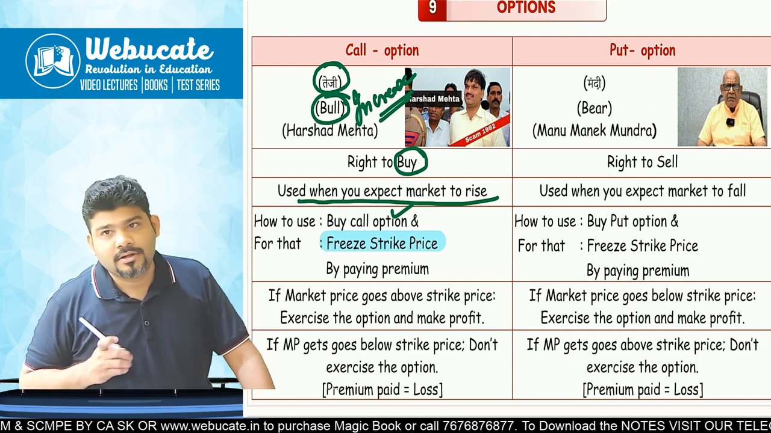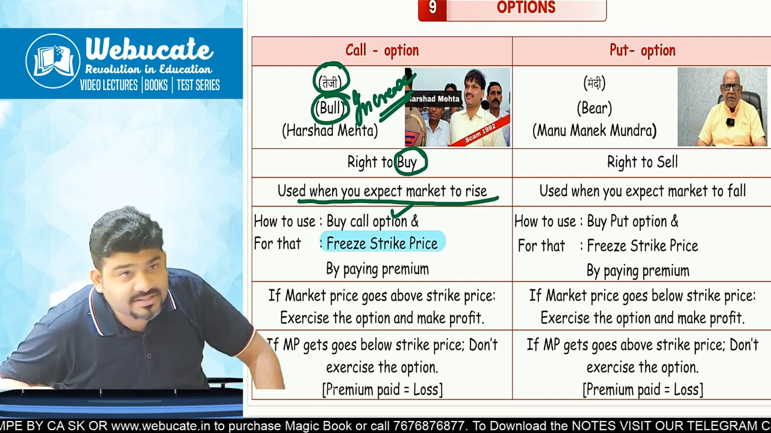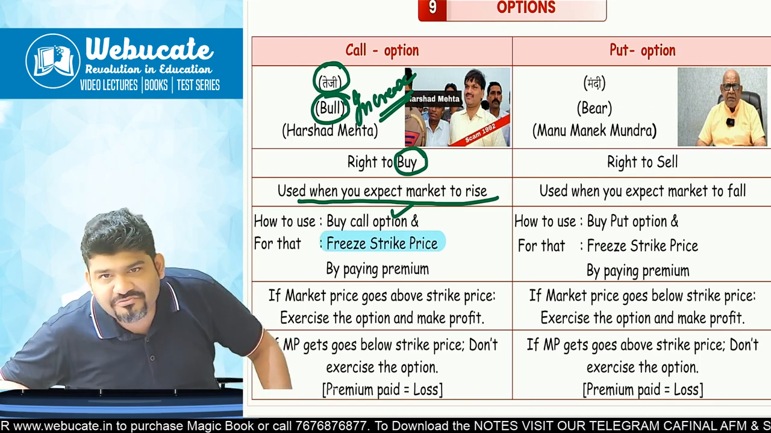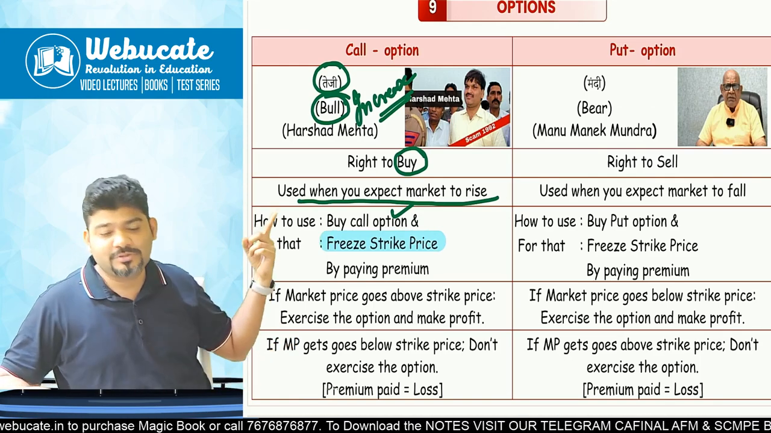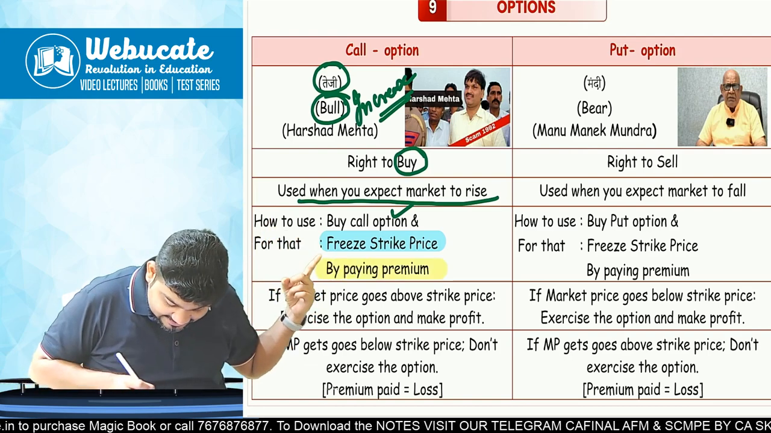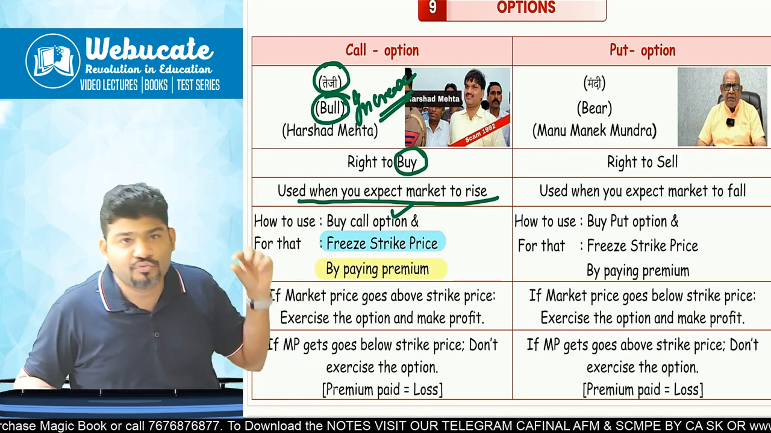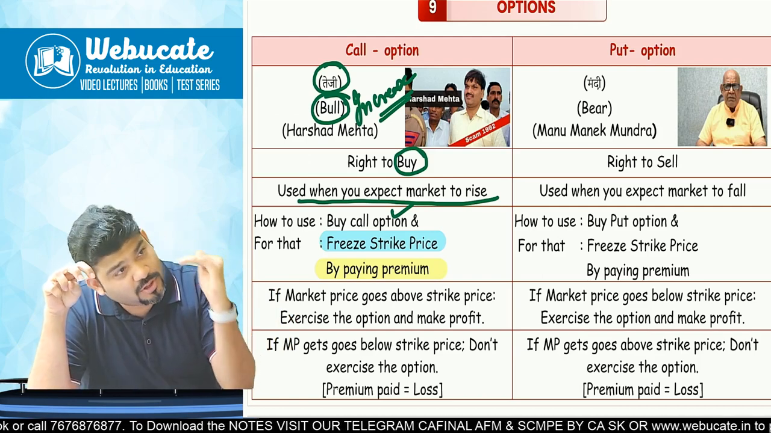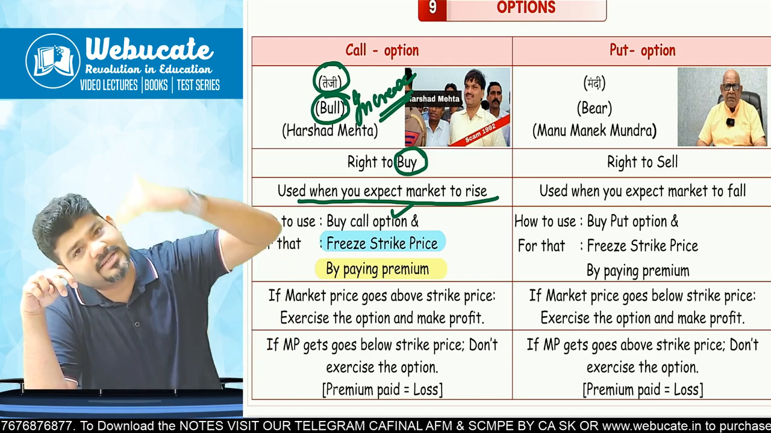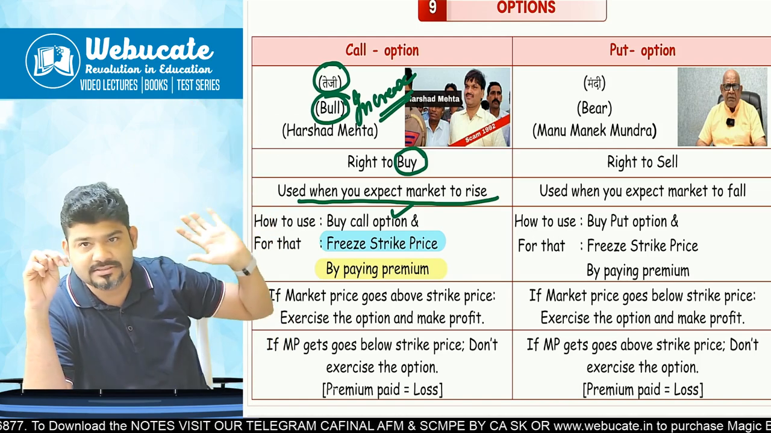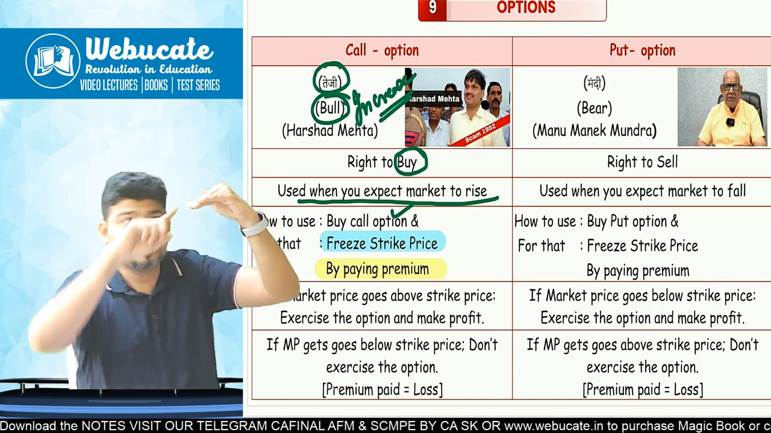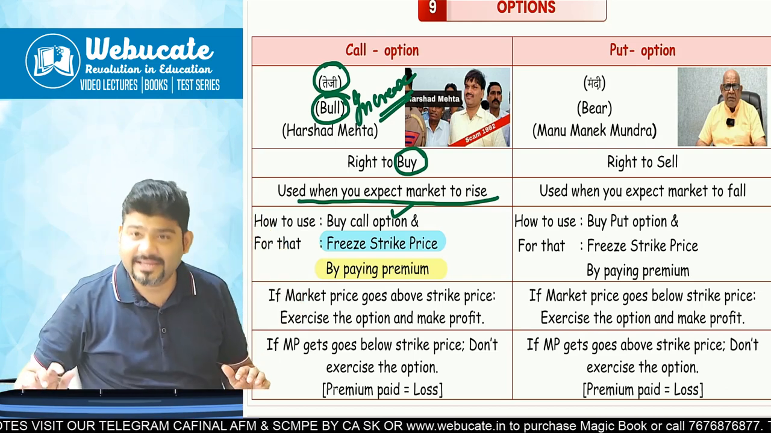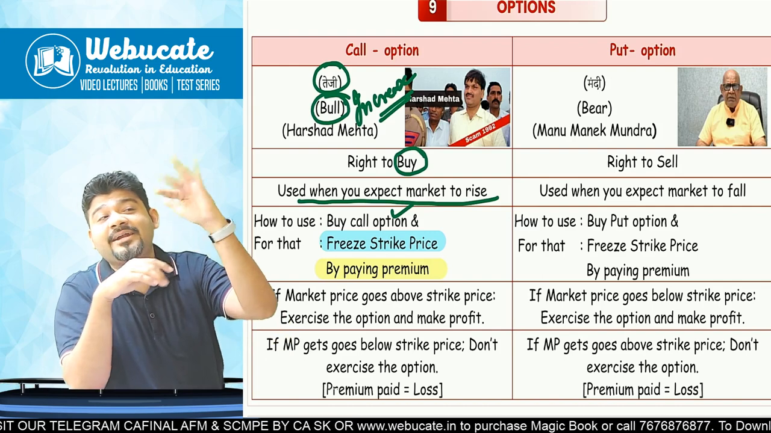But how can somebody freeze the price for you? The stock market is not of your and my father, right? So you have to do that by paying something called as a premium. So we will pay a premium amount to freeze a certain price because we feel that the prices beyond this point will increase. So I have freezed it at here. Beyond this point, the prices will increase. Now, if the price actually increase, I have a right to buy freezed at this point.